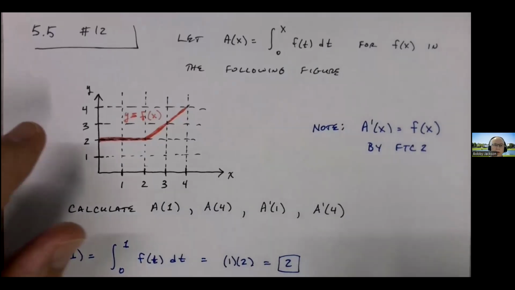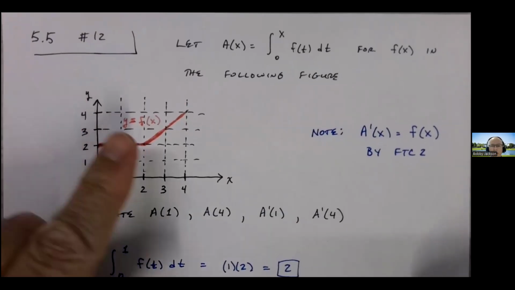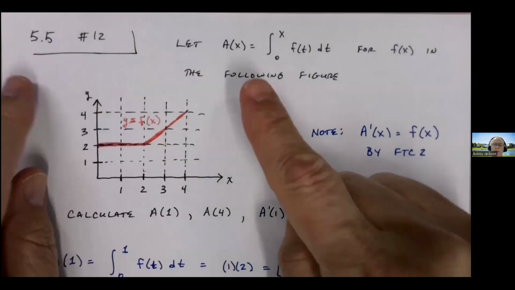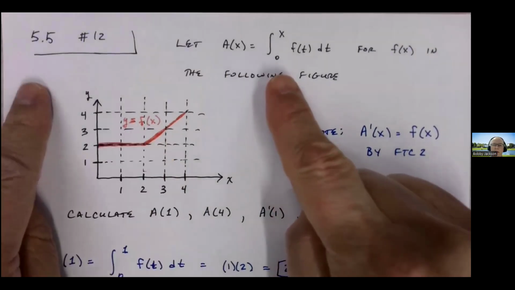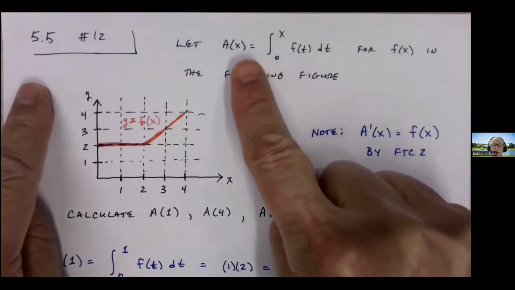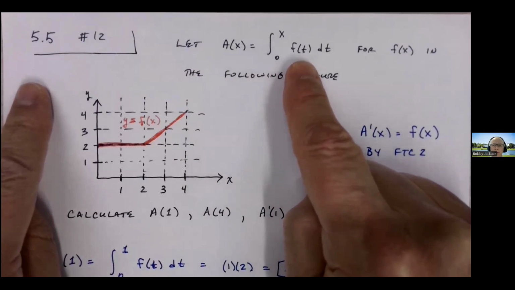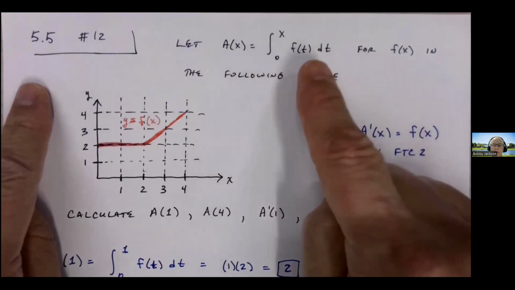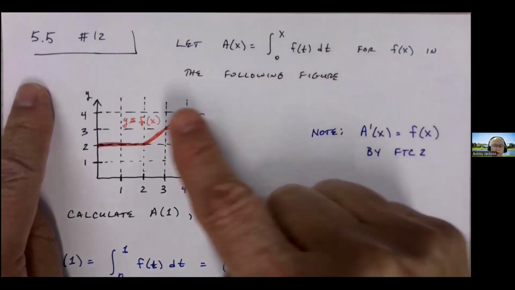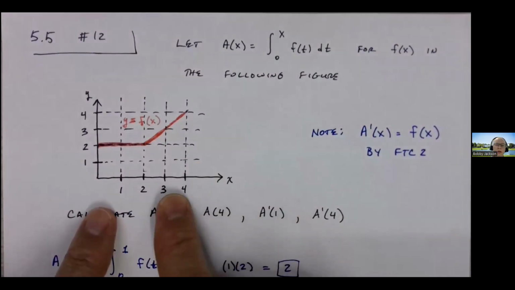Hey everyone, let's take a look at number 12 in section 5.5. They have said let A of x be this definite integral. So A is an accumulation function for the function little f. And the function little f is given in this figure. I've reproduced it from Achieve here.